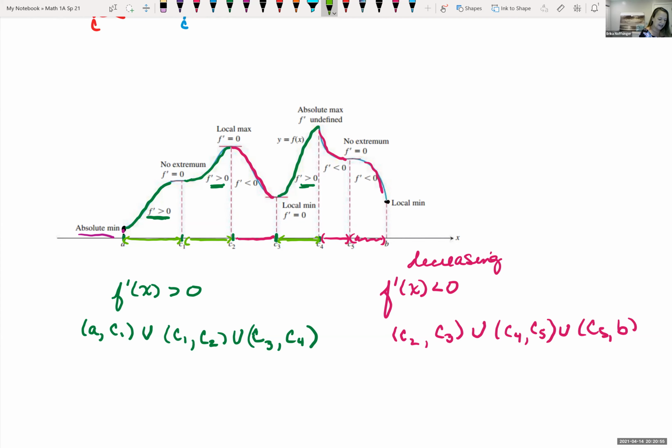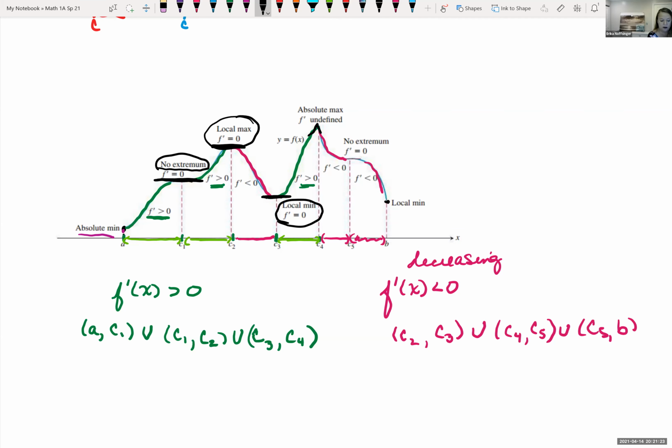Notice that there's places where the derivative was equal to 0. And so horizontal tangent line. But this one didn't have an extreme. And then look at this piece here, our derivative equal to 0. This is a maximum value.